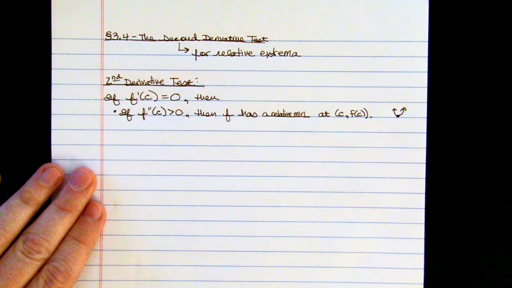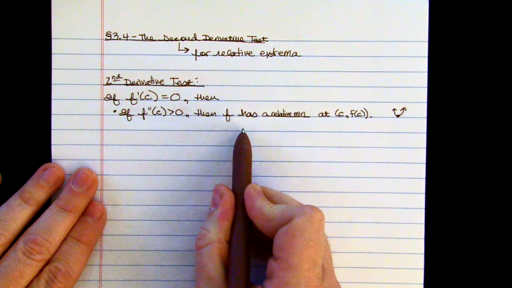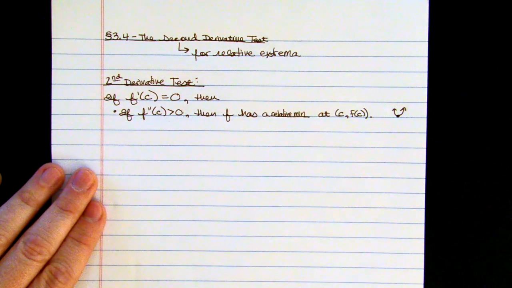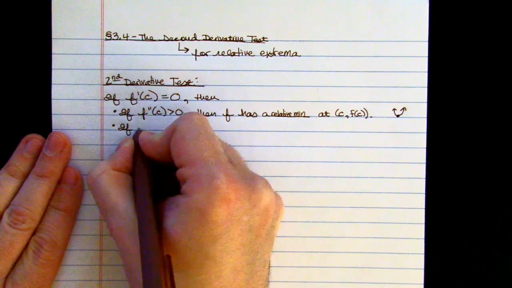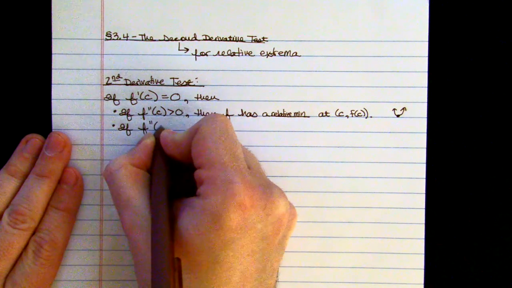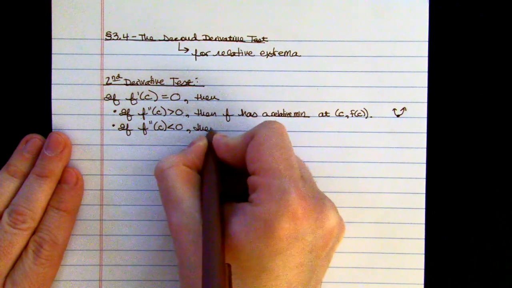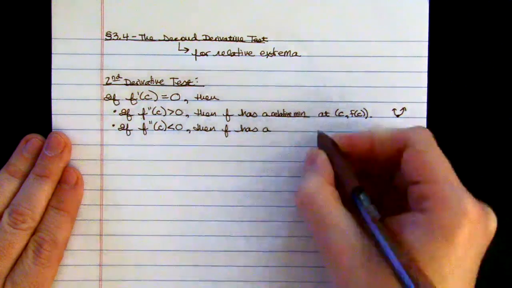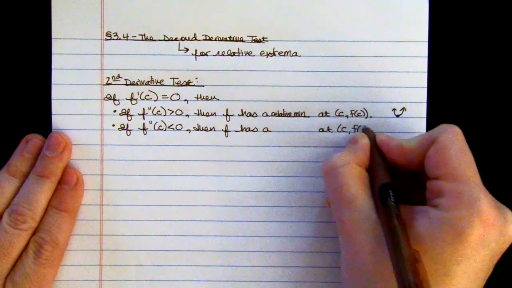If my first derivative is 0, then if my second derivative is positive, which means I'm concave up, f has a relative minimum at the point c comma f of c. Likewise, if f double prime of c is less than 0, then f has a something at c comma f of c.